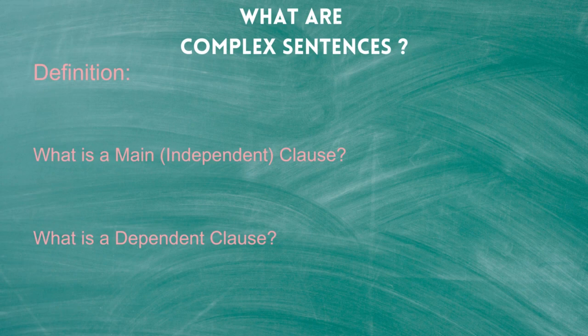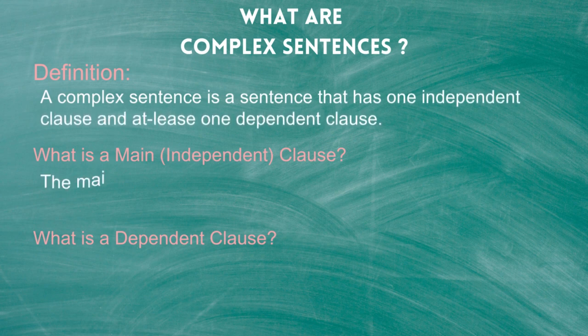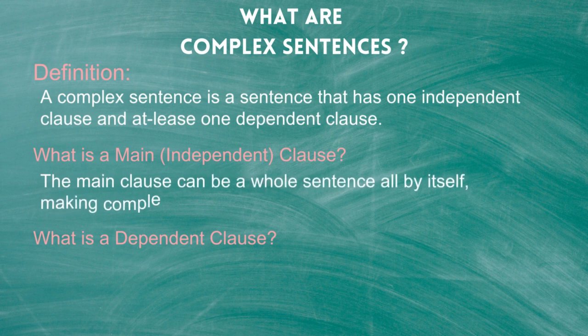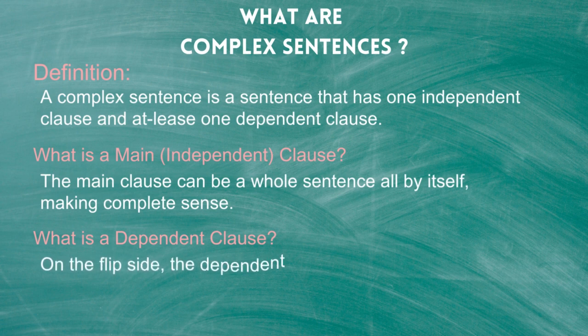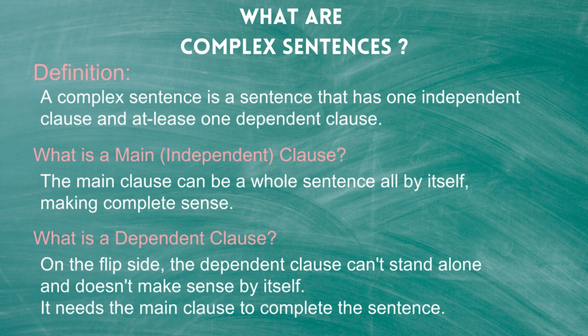First, let's take a look at the complex sentences. A complex sentence is a sentence that has one independent clause and at least one dependent clause. The main clause can be a whole sentence all by itself, making complete sense. On the flip side, the dependent clause can't stand alone and doesn't make sense by itself. It needs the main clause to complete the sentence.